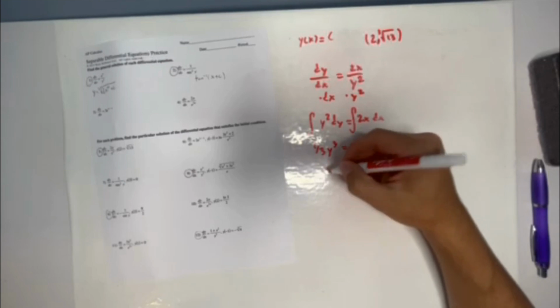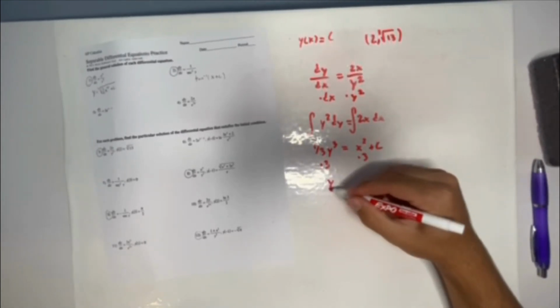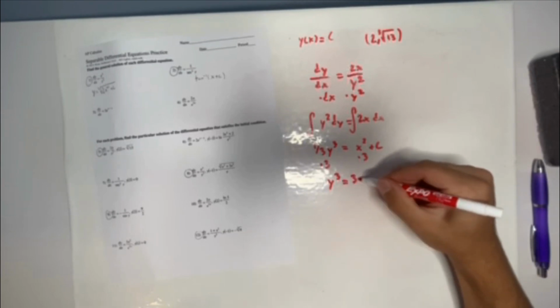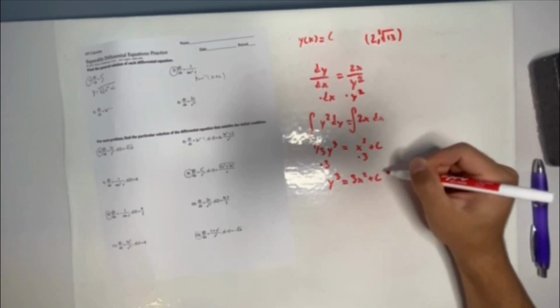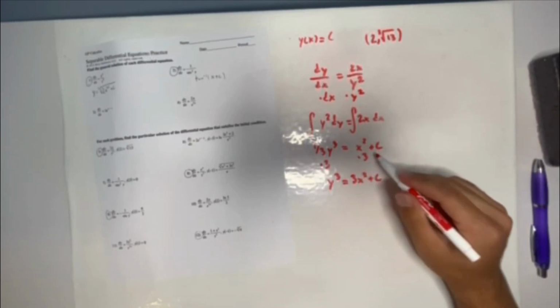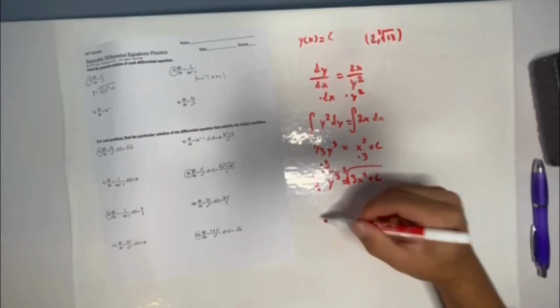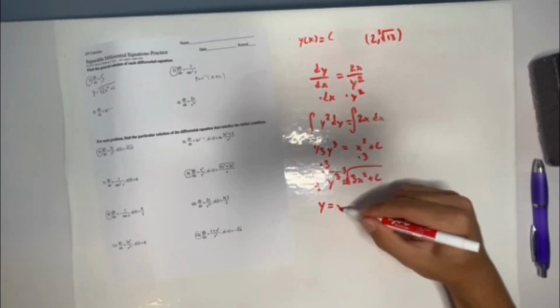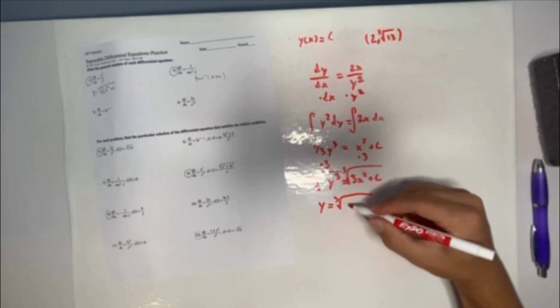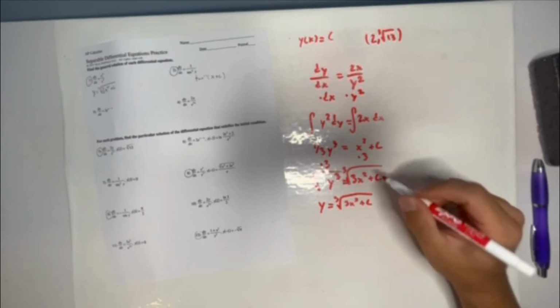So as I'm ranting, we have to solve for y, so multiply both sides by 3. And remember, that c is just a constant, it's not a variable, so we don't actually have to multiply it by 3, just the x squared. Then we can do the cube root, and we get y equals the cube root of 3x squared plus c.